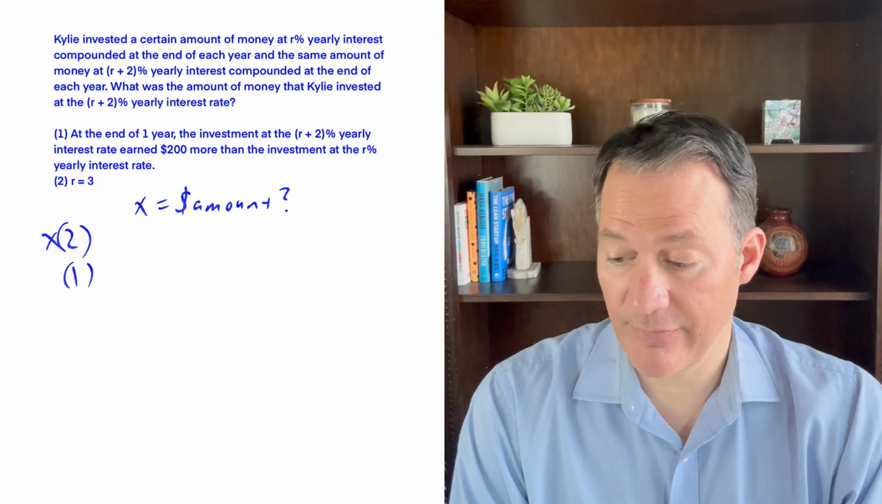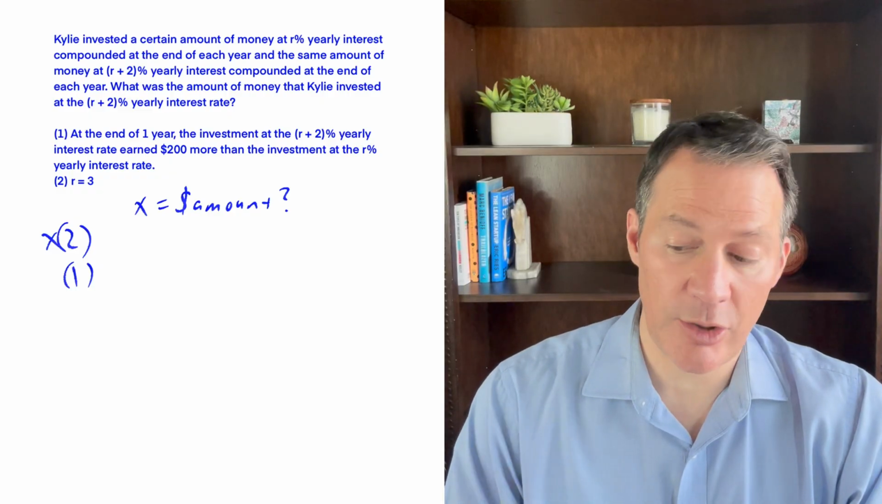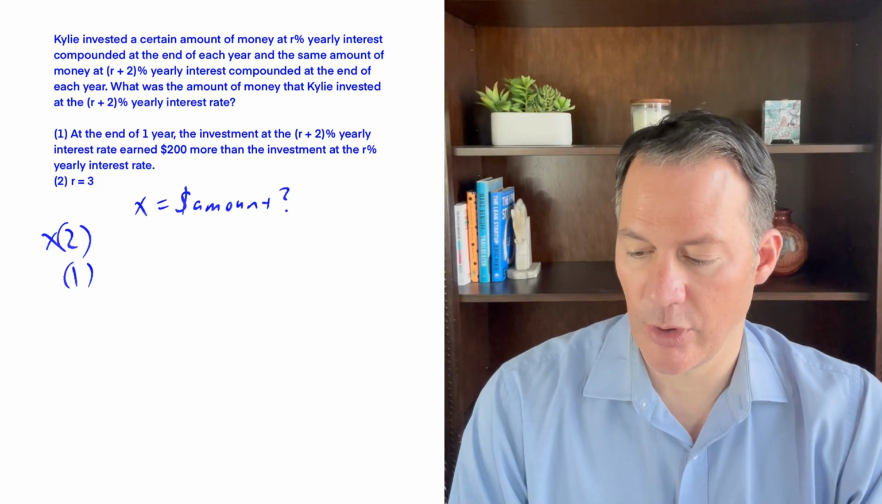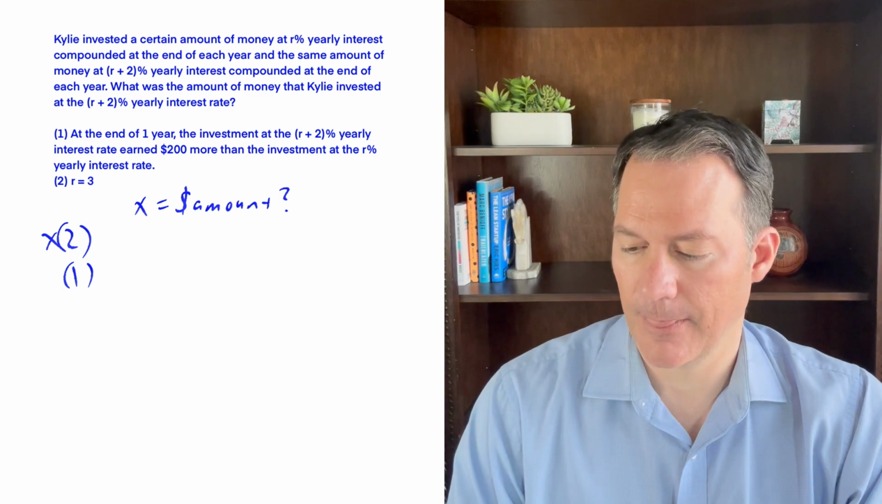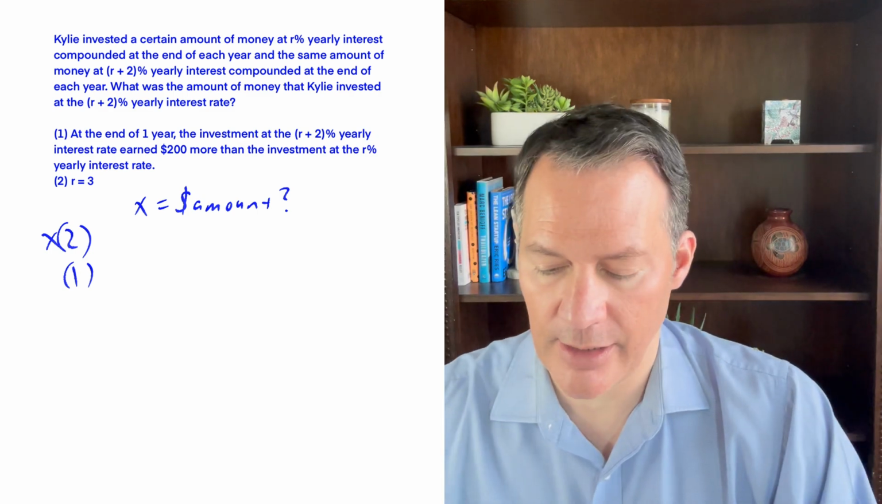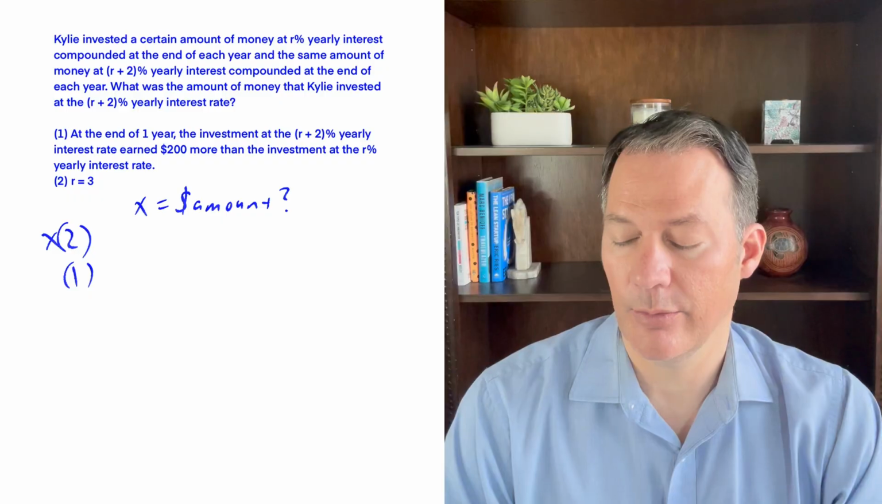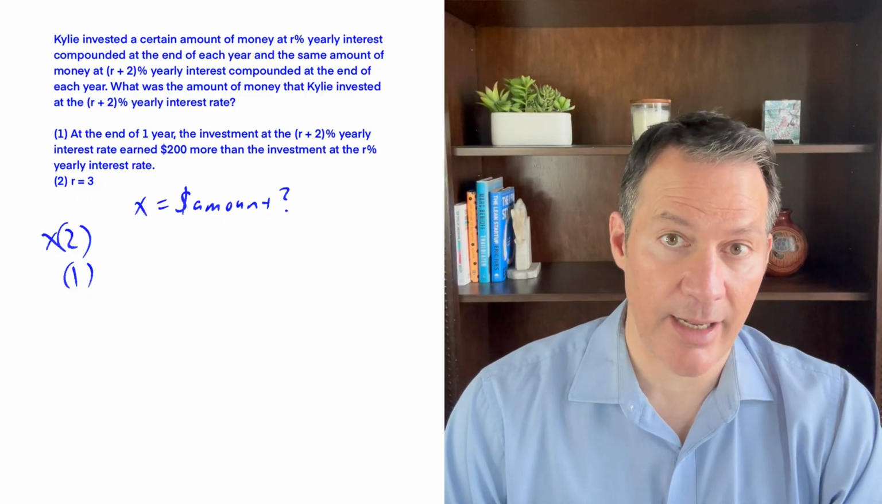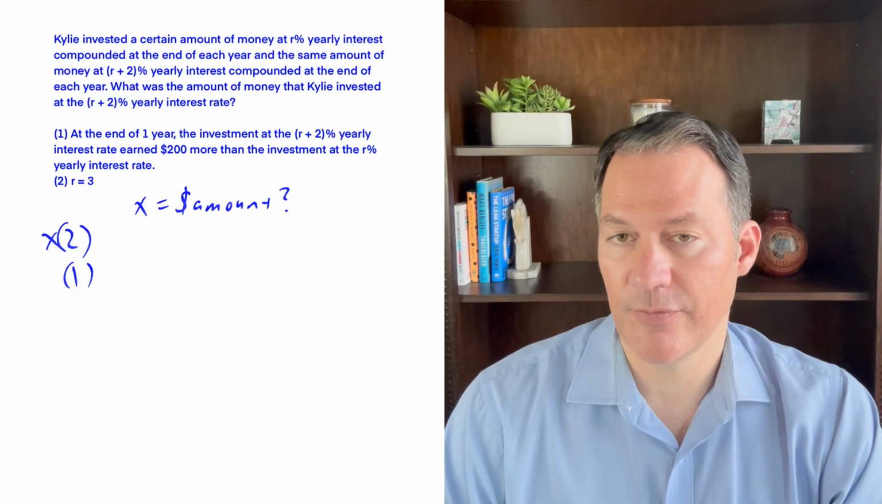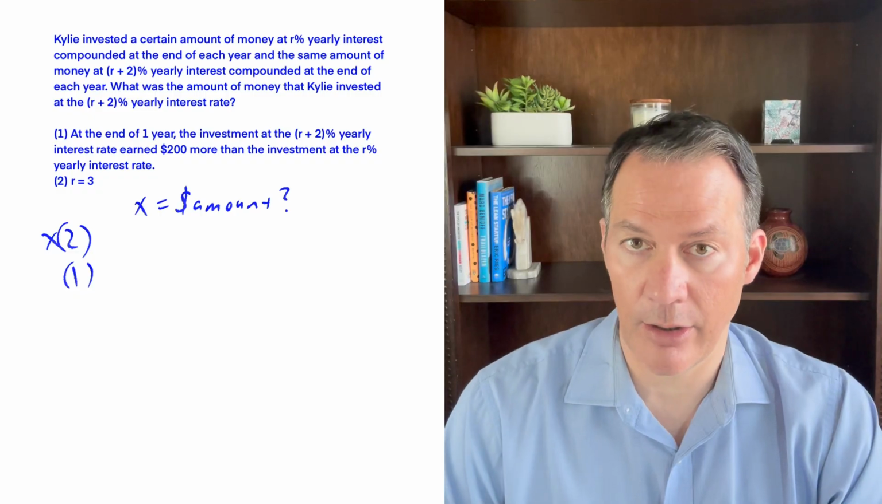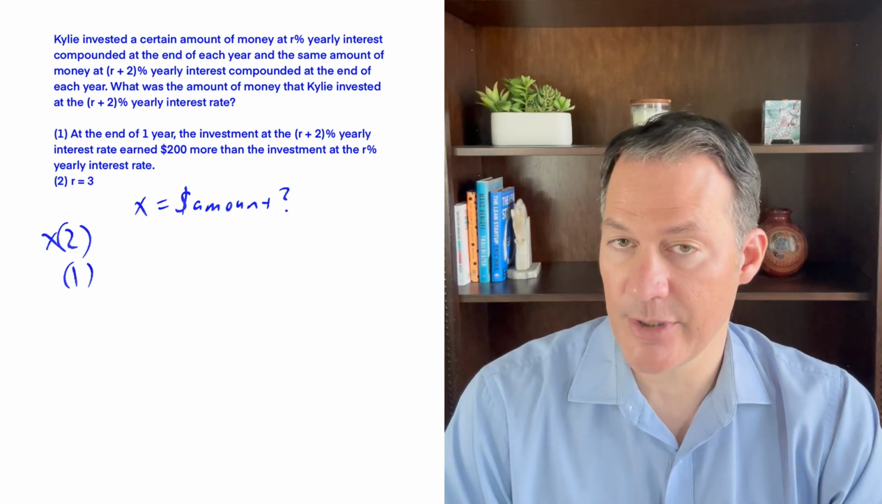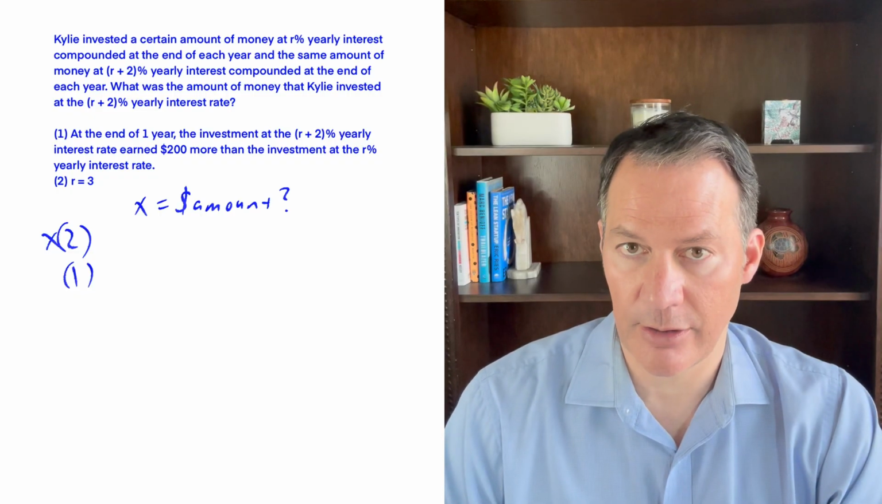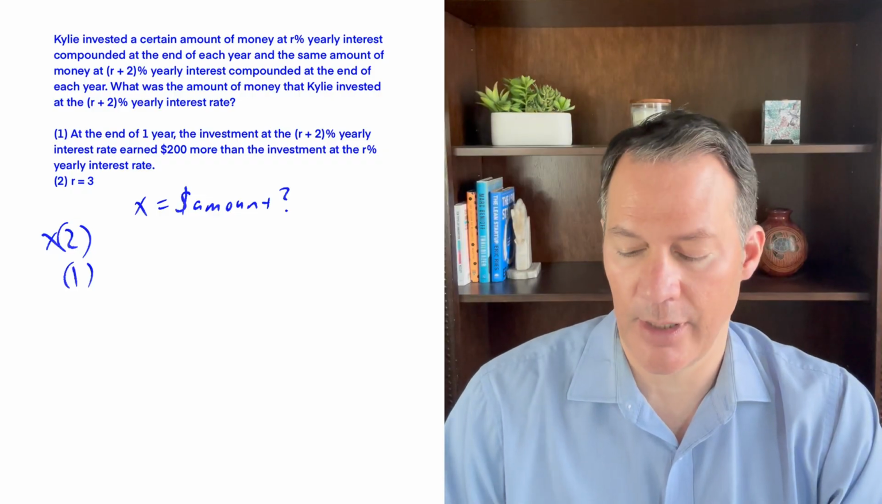which tells us at the end of a year, the investment at the R plus 2% rate was $200 more than the investment at the R%. Okay, so first thing to notice here, I think, is that it's the end of 1 year, right? So the compounding has not actually occurred yet. We've simply taken our investment and gotten that percentage off of it, right? In that first year. In the second year, the compounding would apply, but not here.